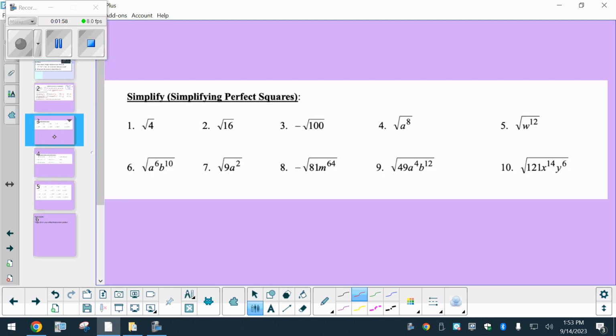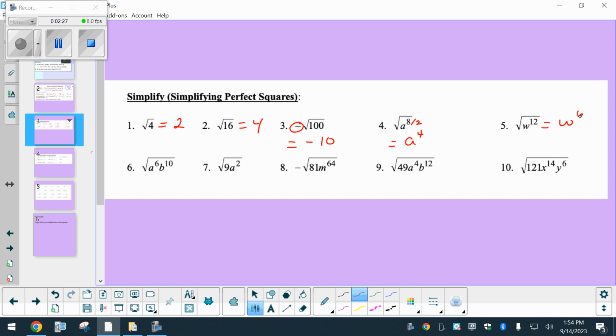All right, let's get to simplifying perfect squares. Well, let's go through these quick. Square root of 4, 2. Square root of 16 is 4. Even if you have a negative in front, just bring that down. It wants the negative 10. Our letters, you are just going to take half, right? Cut that exponent in half. So then this would be w to the 6th.